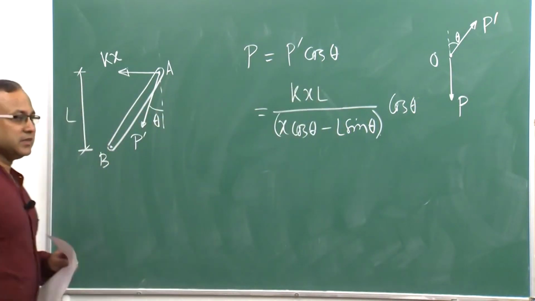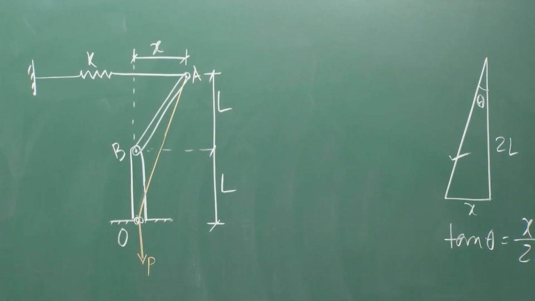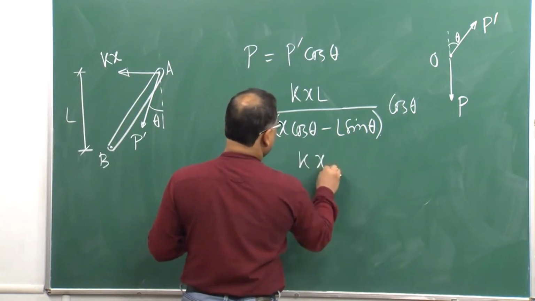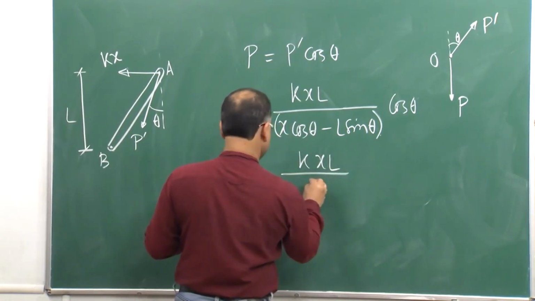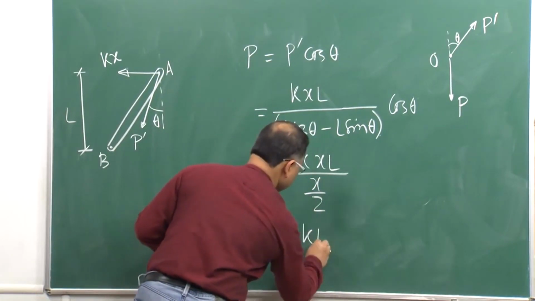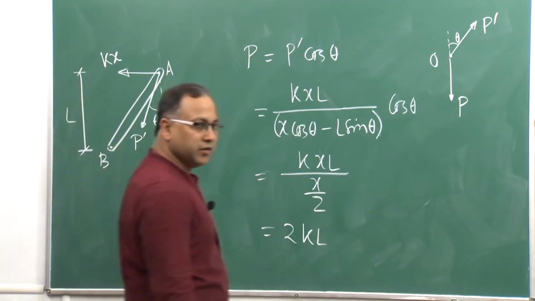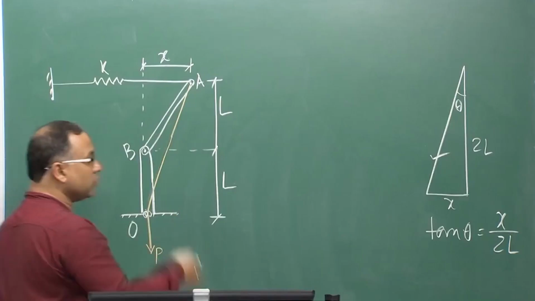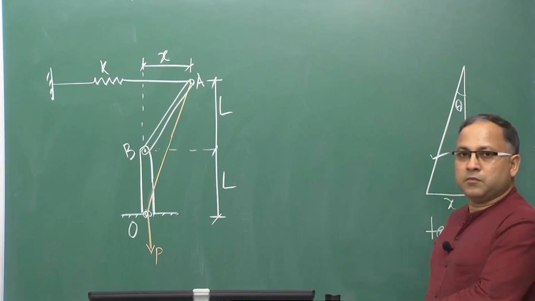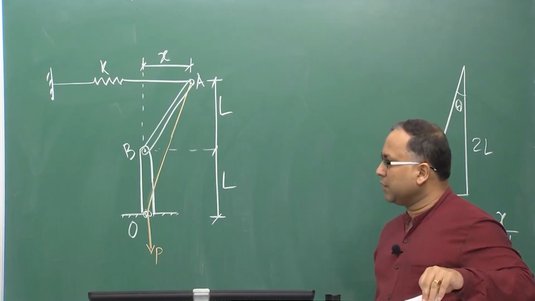Now, if I eliminate theta by putting in the geometric parameters x and L, then I can get from here simply kxl by x by 2, which gives me twice k. So, this is my critical value of P, for which the strut will be experiencing some amount of deflection x. Is it clear? Okay. Now, we will take another example.